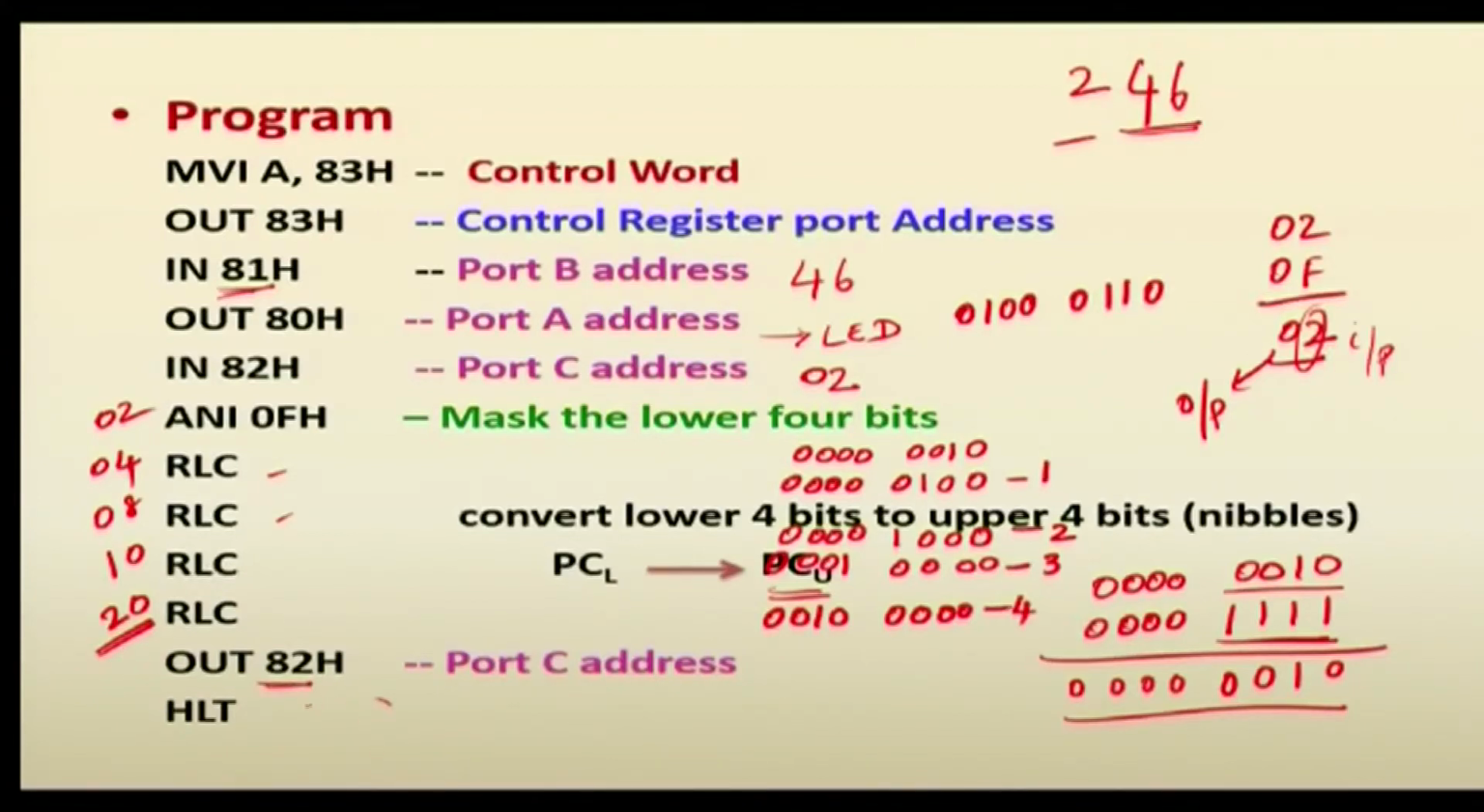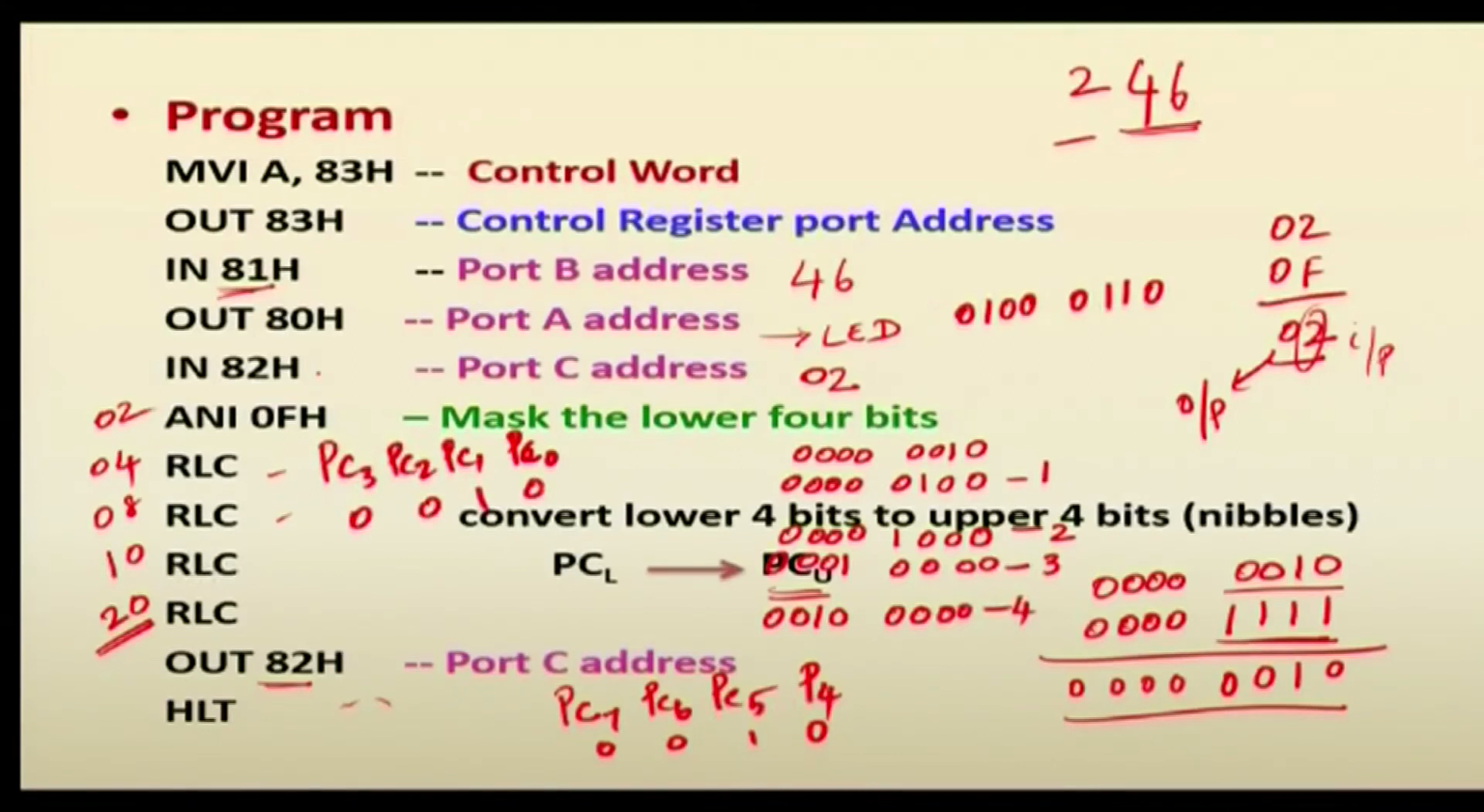Now, the value 2 will be displayed on the port C pins, that is PC7, PC6, PC5, PC4. The values 0 0 1 0 will be displayed. Initially the values in PC lower, PC3, PC2, PC1, PC0, 0 0 1 0, are completely transferred to the upper 4 bits.